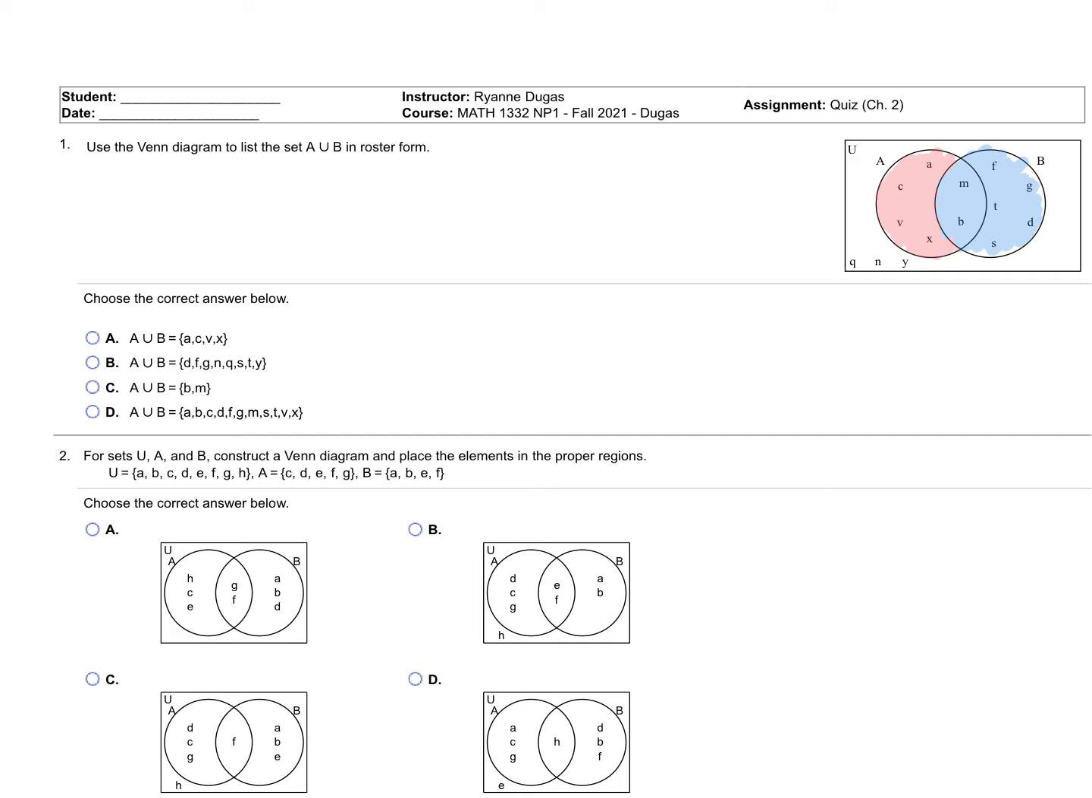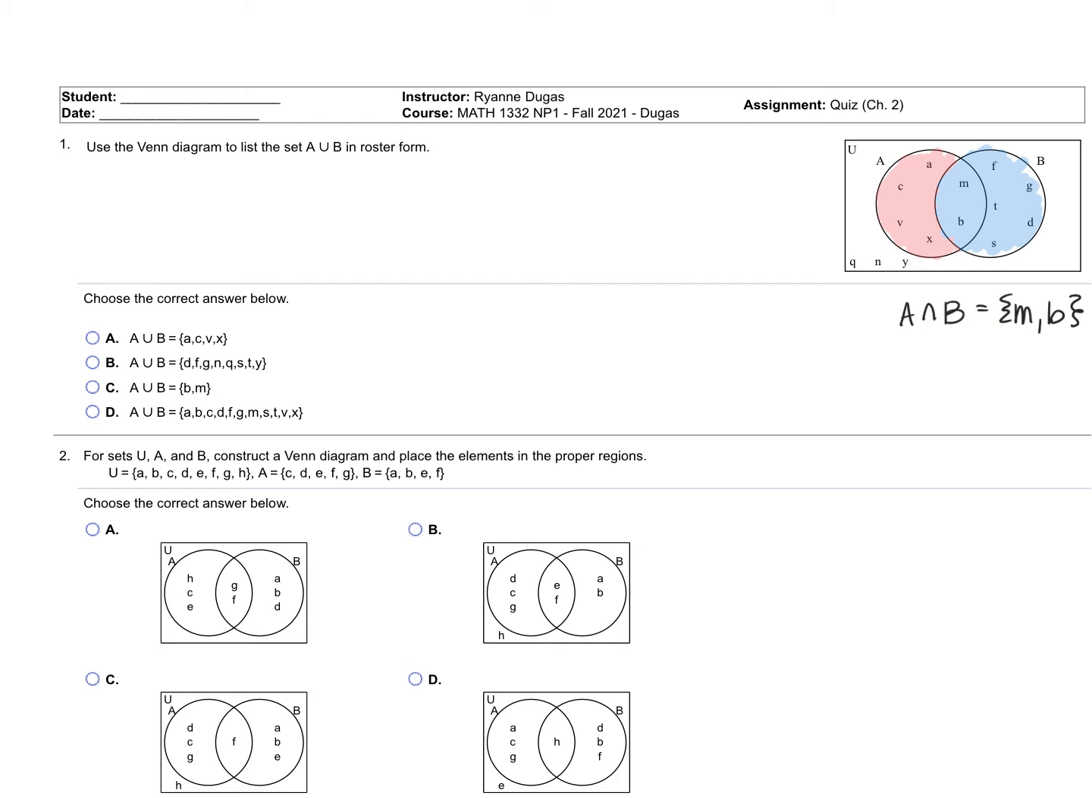So if we wanted to know the intersection, remember the intersection means and, what's in A and B, or what's in common to the two. That would be just the M and the B. So the and, the intersection, means what's in both sets. Whereas the or, which is what it's asking in this problem, is what's in either set. If it's in either set, it counts.